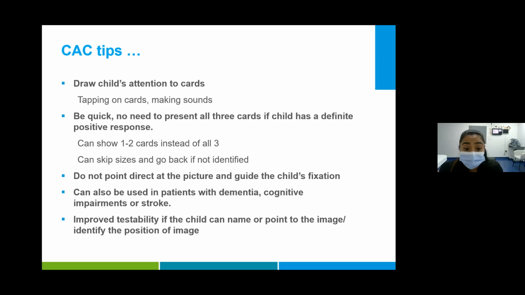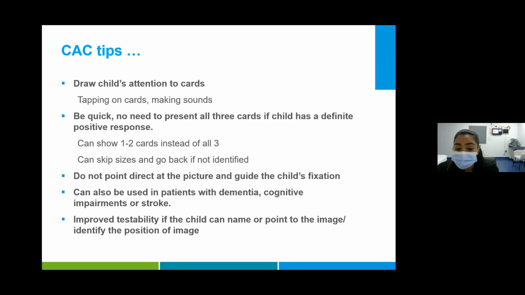I try not to point directly at the picture to guide that child's fixation, but sometimes I might guide it and then change over the card to try and get them to do it themselves. I also have to be really careful that parents are not pointing at the picture themselves, but you do need to get the child's attention a lot of the time with this.